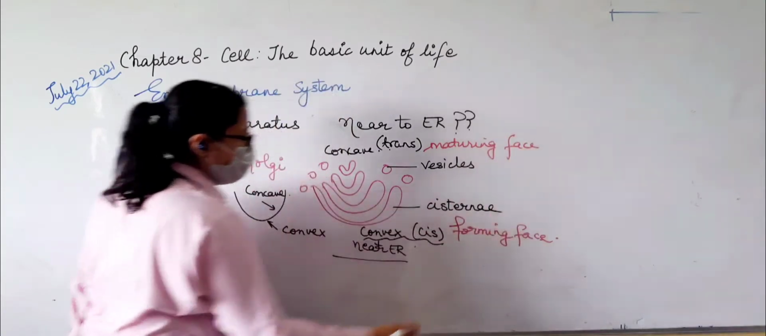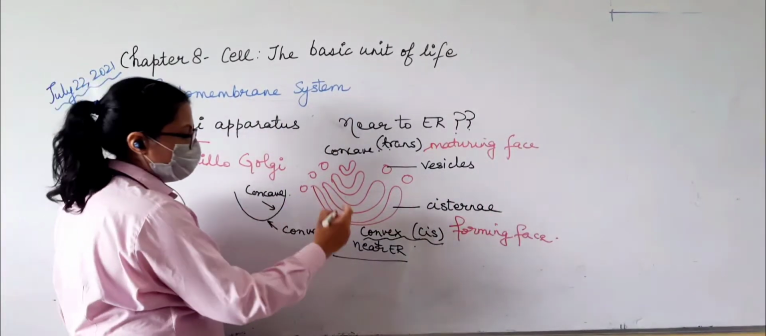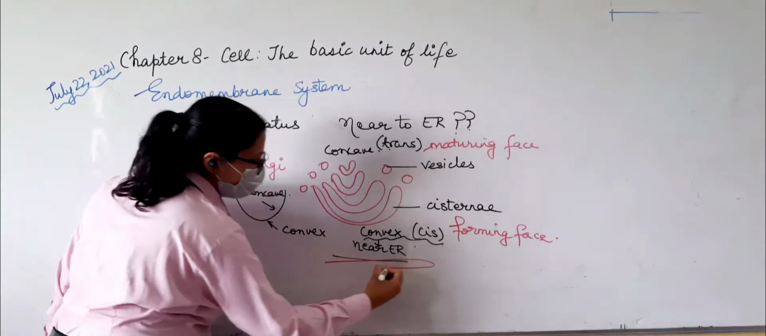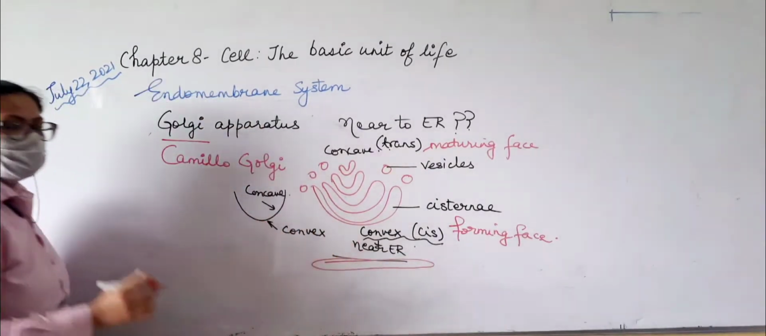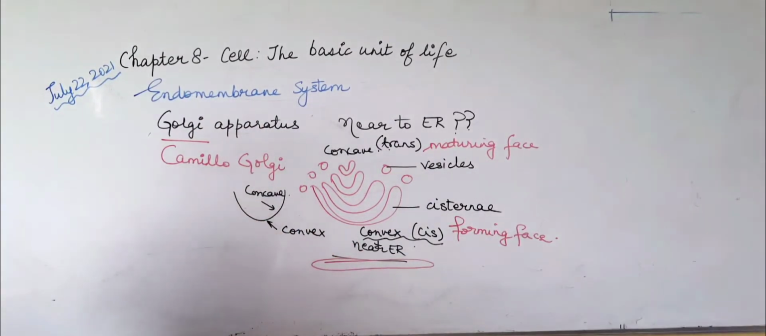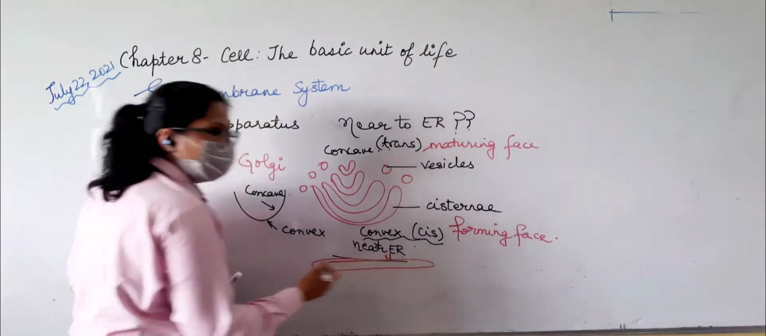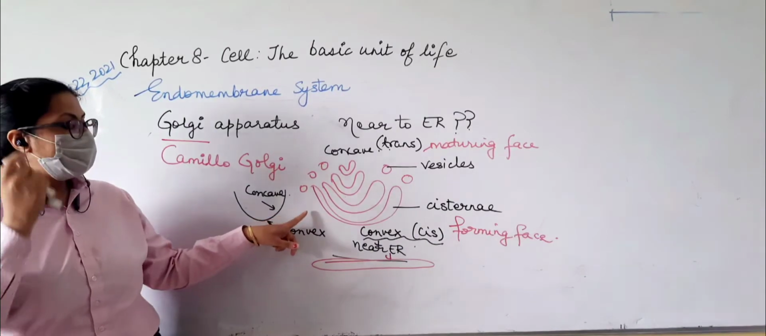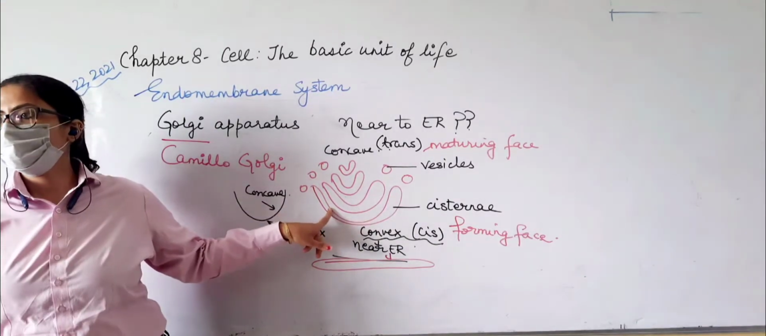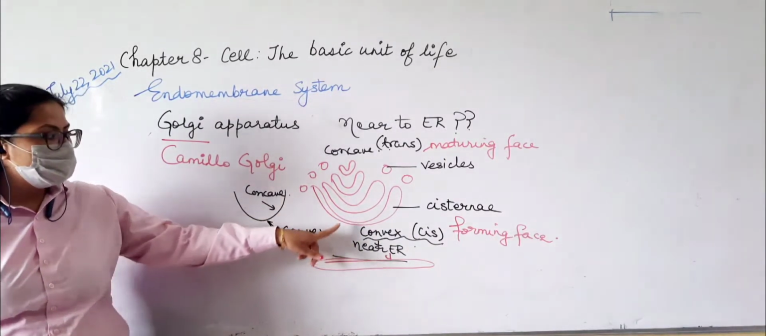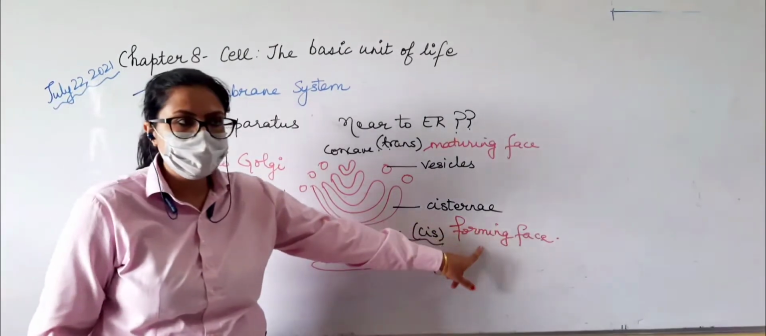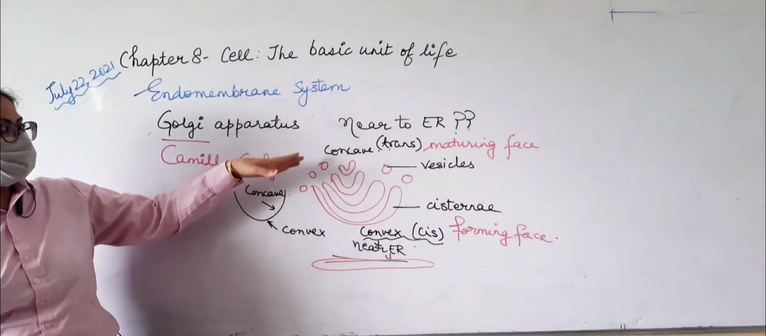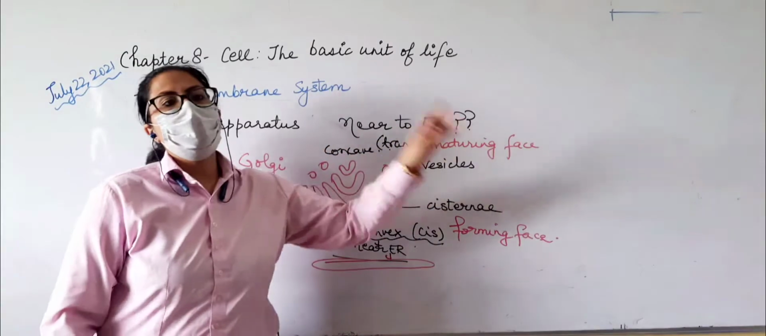Now why is that so? In a cell, if you see, the ER will be here. Suppose this is one ER, one part of ER I have drawn, this tube. In the cell, this Golgi apparatus will be near to ER, always. So the near end is convex, cis or forming phase. The away end is concave, trans or maturing phase.